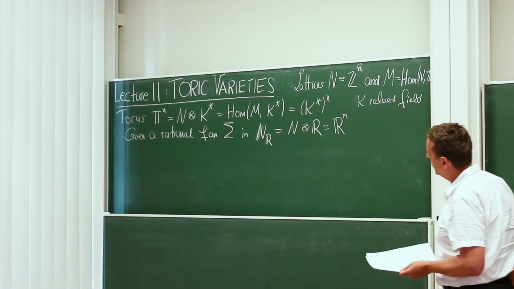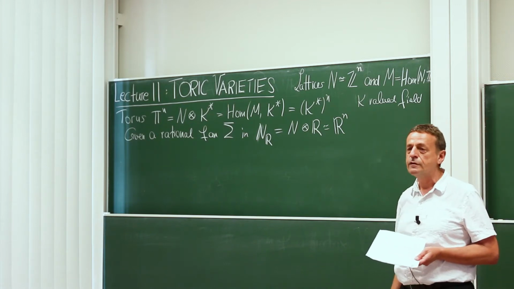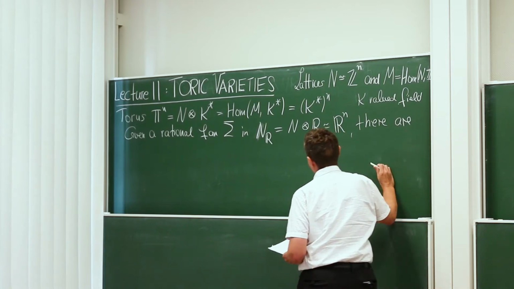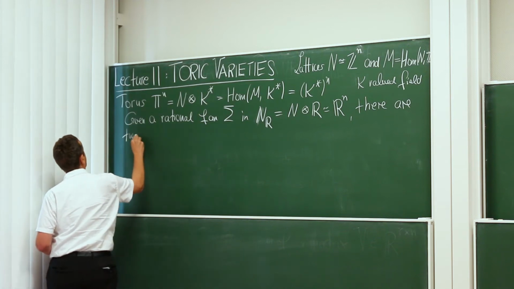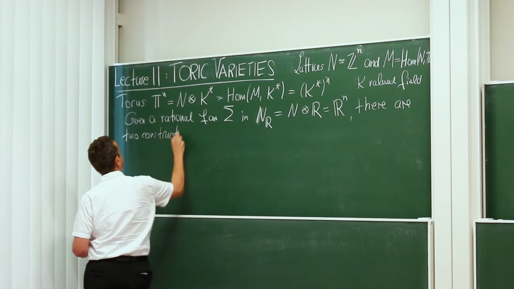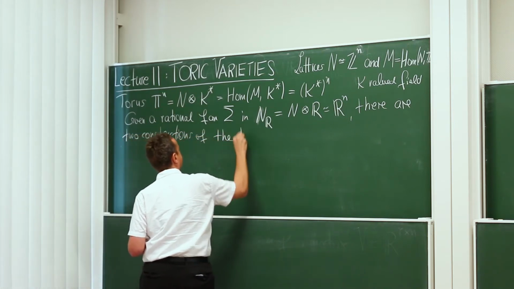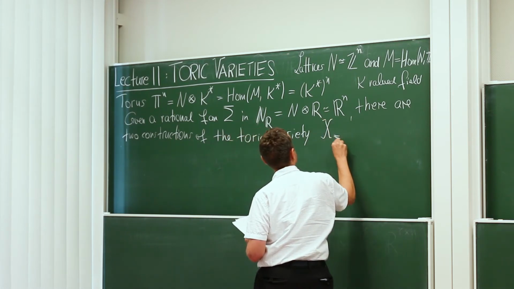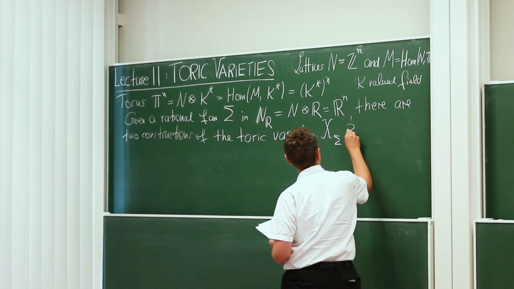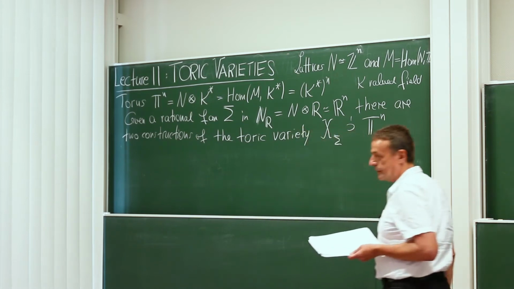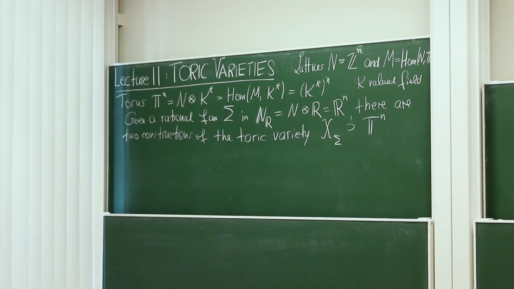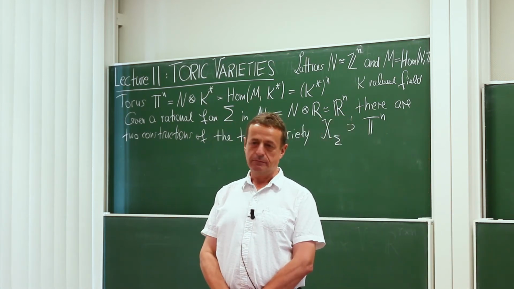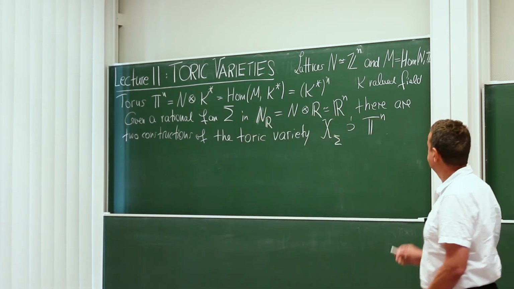So we have a rational polyhedral fan, a finite collection of convex cones that fit together nicely and can be defined over the rational numbers. And with such a fan, there are two main constructions of the associated toric variety. So the associated toric variety X_sigma is a variety that contains T_N. So this is a completion somehow of the torus. So sigma is a fan, and X_sigma is an abstract, non-embedded algebraic variety over K, which I'm about to define or describe.